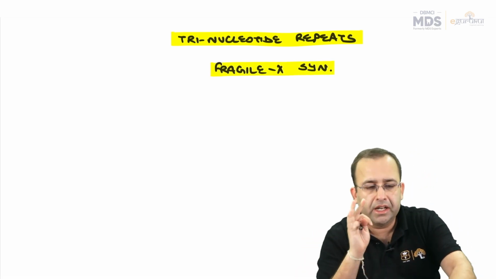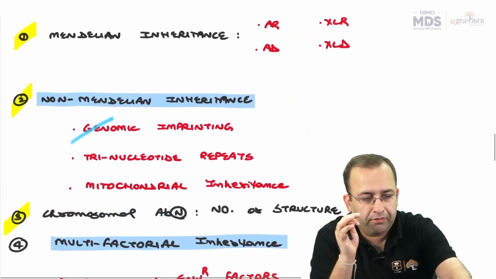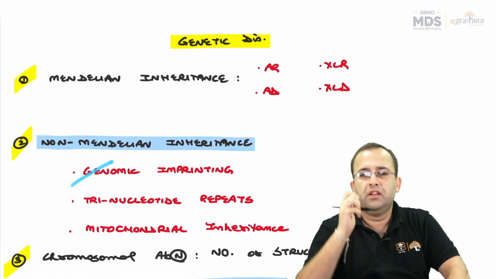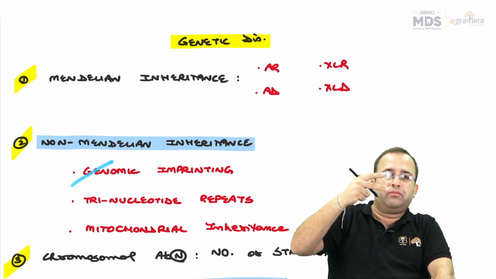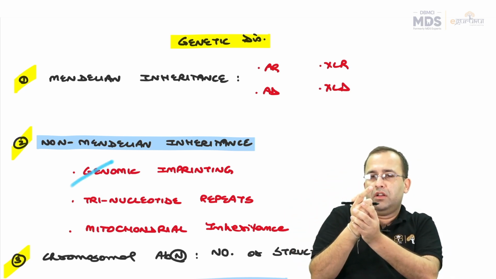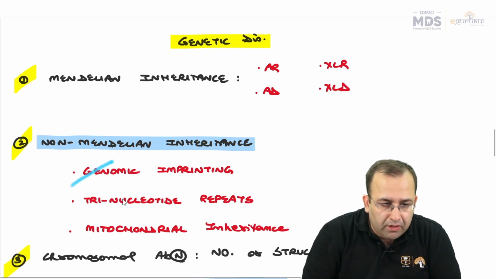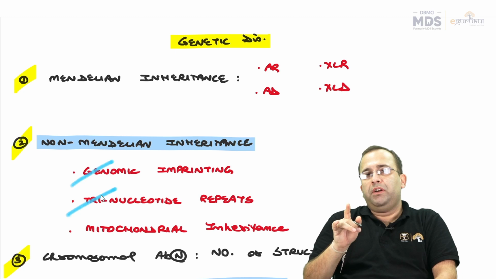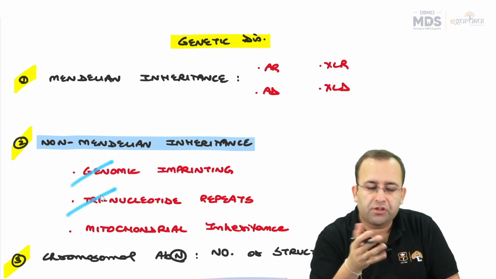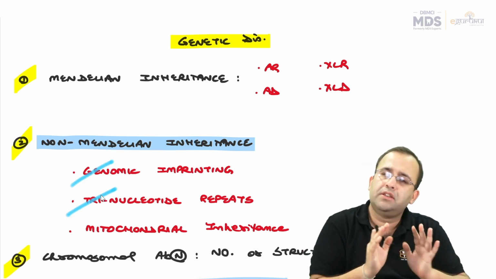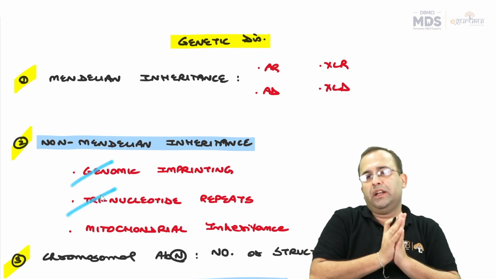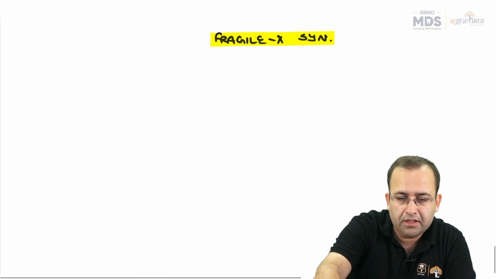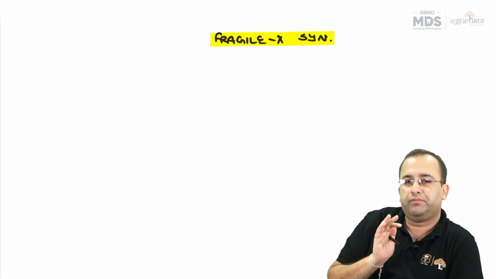Remember, there are 3 non-Mendelian inheritances now. Look once again, which were the 3 non-Mendelian inheritances? This was the category of genetic diseases: Mendelian, non-Mendelian. We are done with genomic imprinting. Next non-Mendelian inheritance is trinucleotide repeat diseases, the classical being Fragile X syndrome. And the last one is mitochondrial inheritance. So in this section we will cover non-Mendelian inheritance. The second is trinucleotide repeat diseases, the classical being Fragile X syndrome.